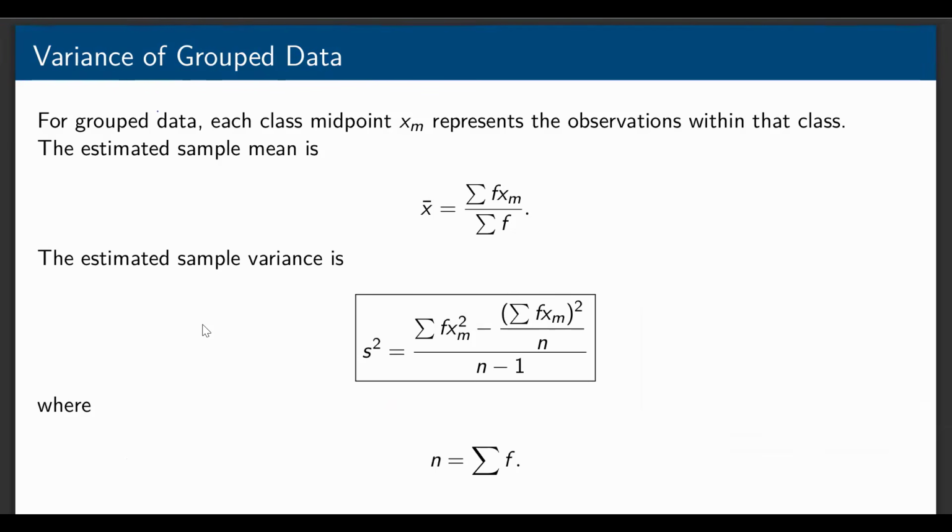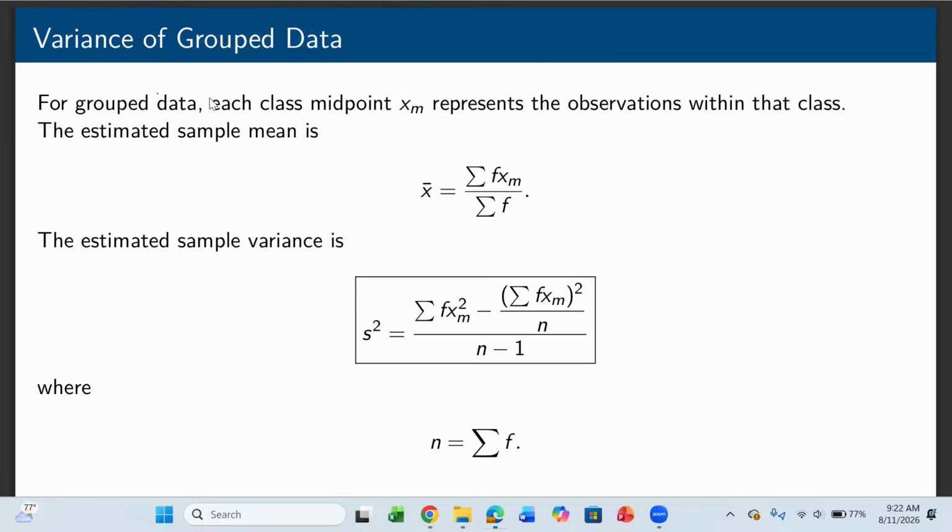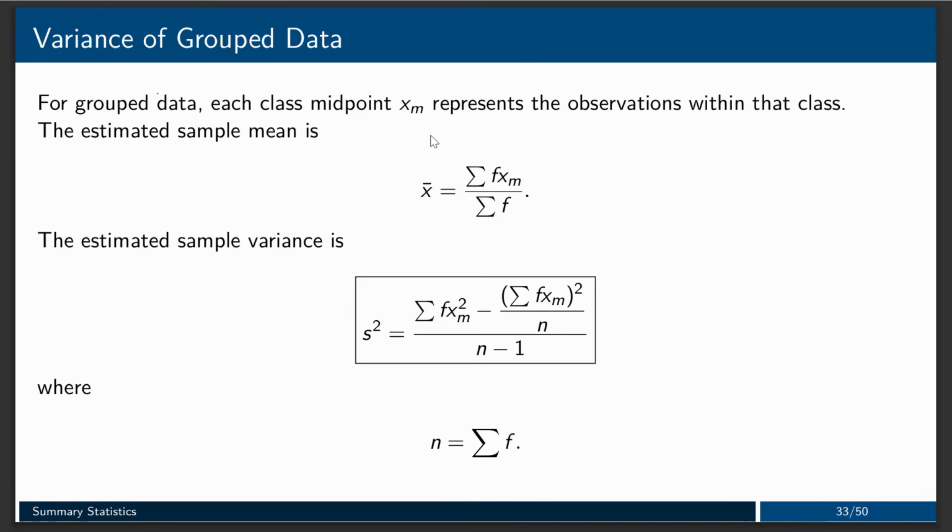What if we have grouped data? For grouped data, each class midpoint x_m represents the observations within that class. Because we do not have access to the actual data points, we will use the class midpoints as the observations. And we know that the estimated mean from grouped data is summation of fx over summation of f. So the estimated sample variance is given as s squared equals summation of fx squared minus summation of fx all squared over n, all over n minus 1, where n is equal to the summation of f. F is your frequency.